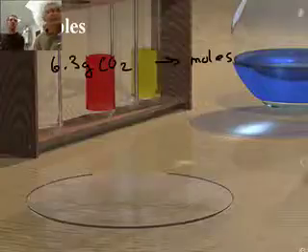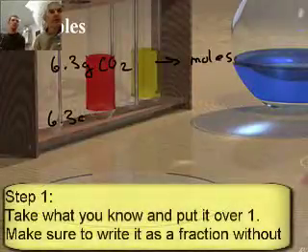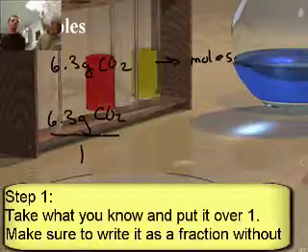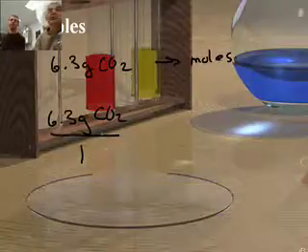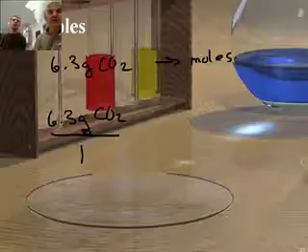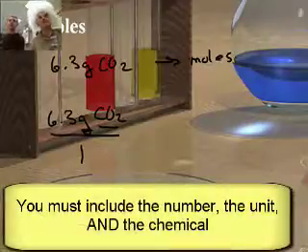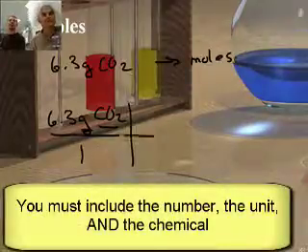That's easy enough. We're going to start by taking what we know and putting it over 1, just like we've always done. So 6.3 grams CO2. Now, I want to talk about something. We've talked about naked numbers. Now we're introducing the concept that you must include not only the unit, grams in this case, but also the chemical. Grams of what? Grams of carbon dioxide.